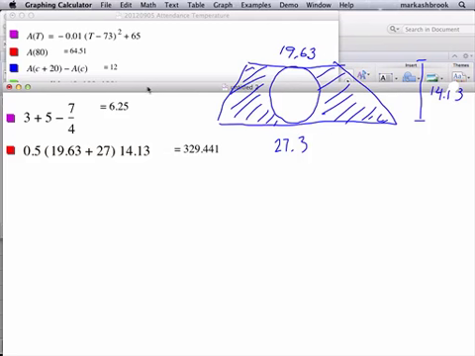Okay, I put in 0.5 times 19.63 plus 27.3 times 14.13. And so when I put that much in, I get a number. What does that number represent? Trapezoid. Is that what I want? No. But I can keep adjusting this to get the area that I want. Along the way, we've got something useful here. That's just the area of the trapezoid.